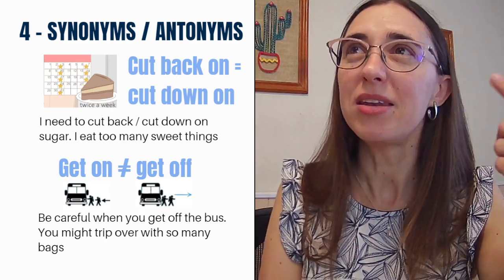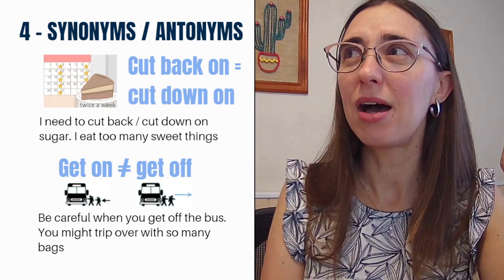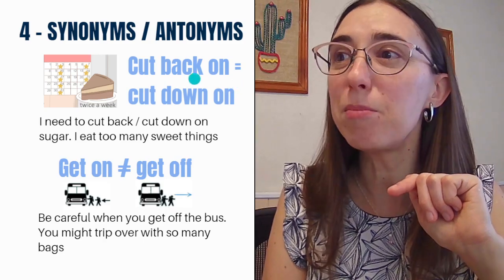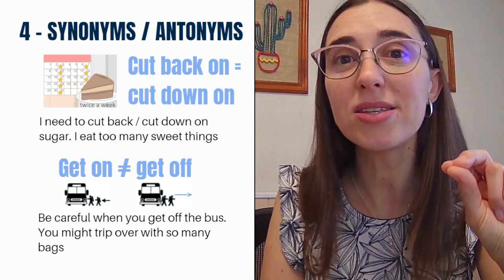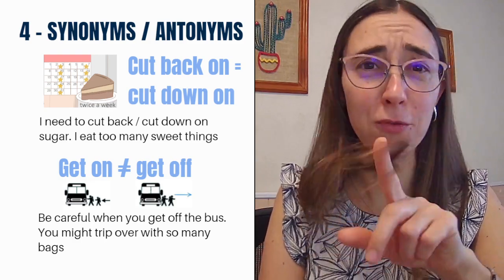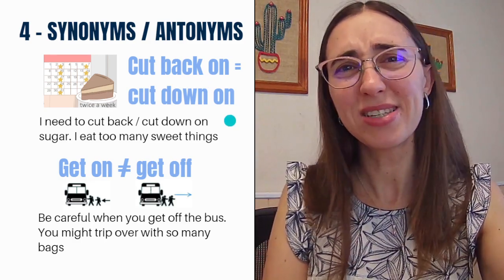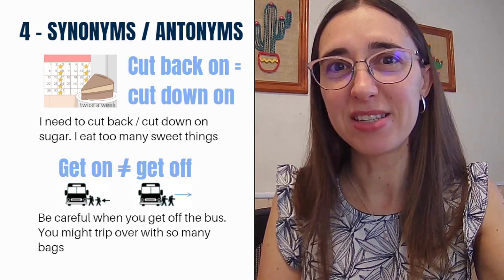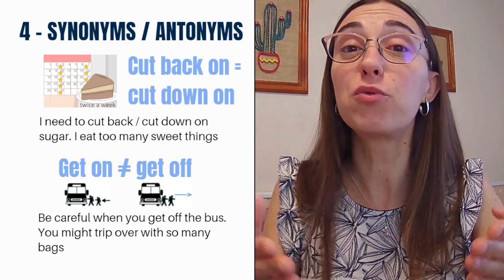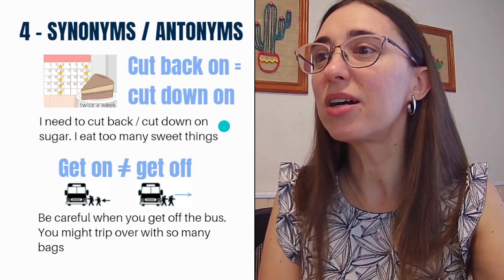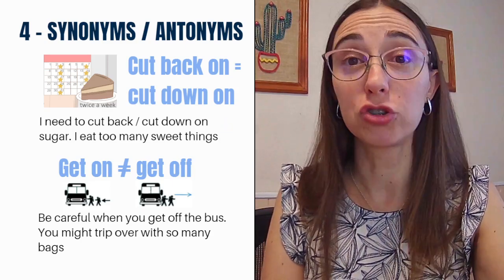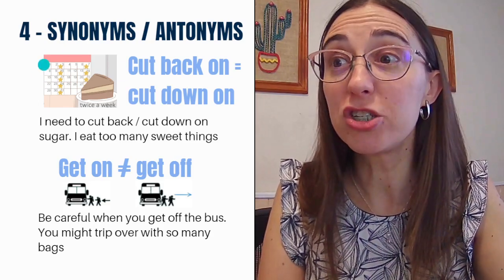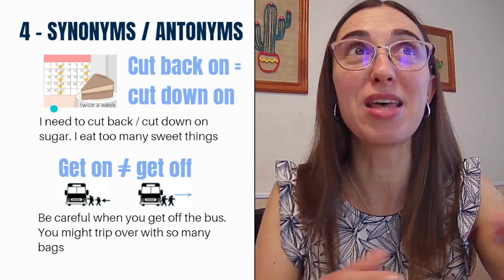on something. Now that I have mentioned these transitive, there's something I forgot to tell you. When phrasal verbs are transitive and they are made up of two particles, they are always inseparable. Okay? Remember that. What does this mean, or what do these two phrasal verbs mean? Okay, they transmit a very similar idea, and they show some kind of reduction. Look at the example. I need to cut back, or I need to cut down on sugar. I eat too many sweet things. So if you need to cut down on something, you have to reduce the amount of consumption, let's say.